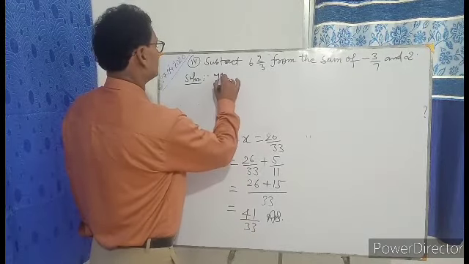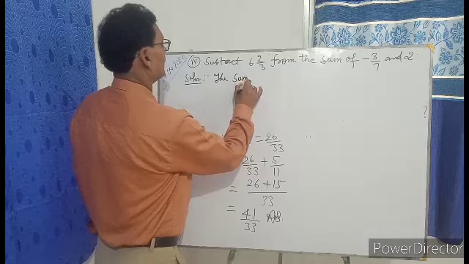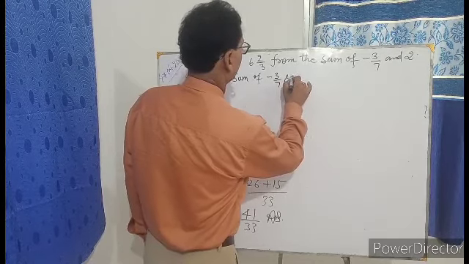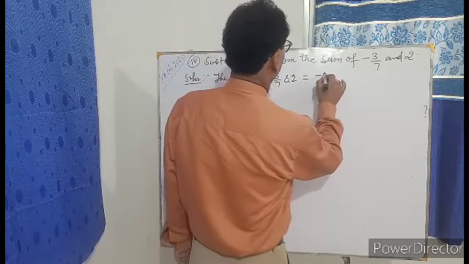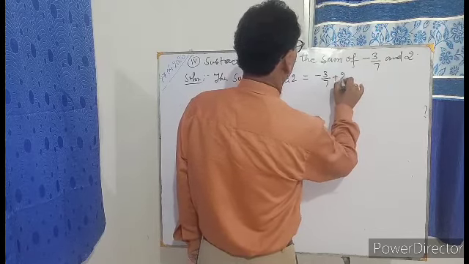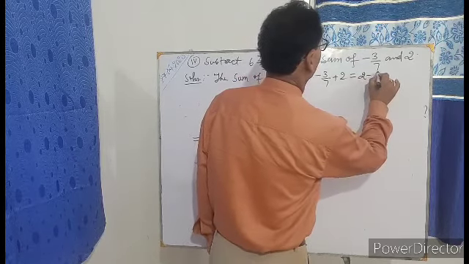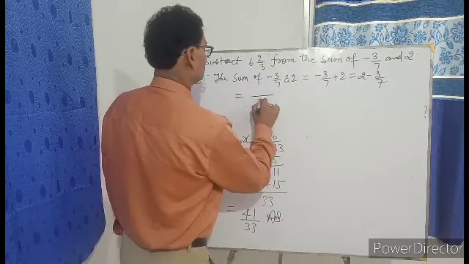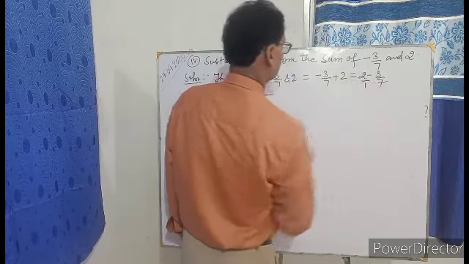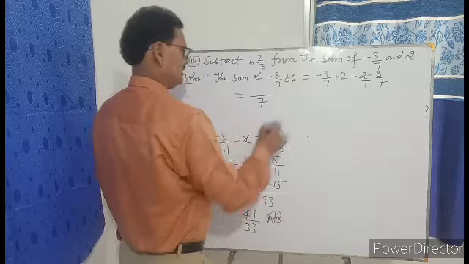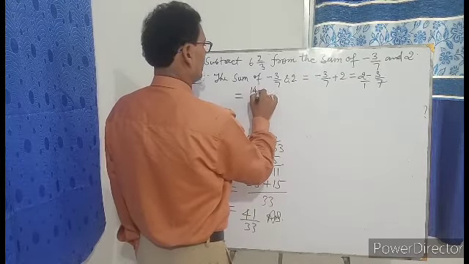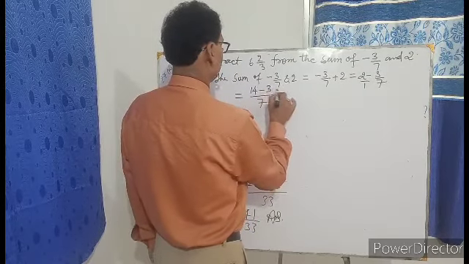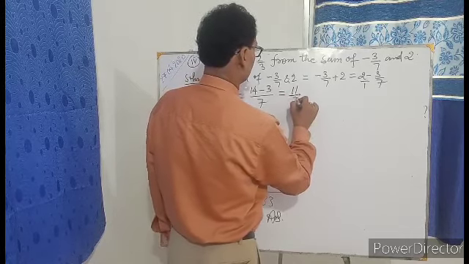So first of all we'll find the sum of minus 3 by 7 and 2. What will it be equal to? Minus 3 by 7 plus 2, or you can also write 2 minus 3 by 7. The LCM will be 7. Here we may write 2 by 1. 7 divided by 1 is 7, 7 into 2 is equal to 14. Minus, 7 divided by 7 is 1, 1 into 3 is minus 3. Therefore it is 11 by 7.